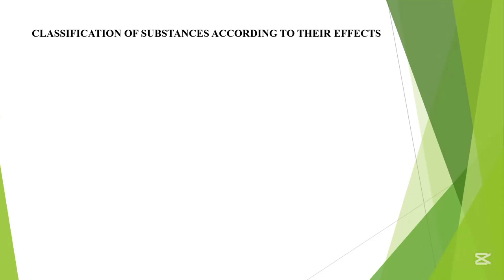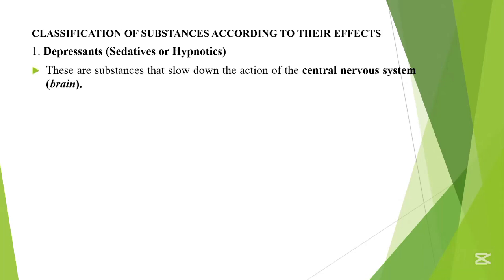So those ones we are talking about, over-the-counter and controlled substances, are general classifications. Now here we are looking at classifications of substances according to their effects. The first classification we're going to talk about is depressants, which are also known as sedatives or hypnotics. Now, what are these depressants? Depressants are substances that slow down the action of the central nervous system or the brain. So when you take a depressant, the response of the central nervous system or the brain is going to be slowed down. So they are also known as sedatives or hypnotics, like already highlighted there.